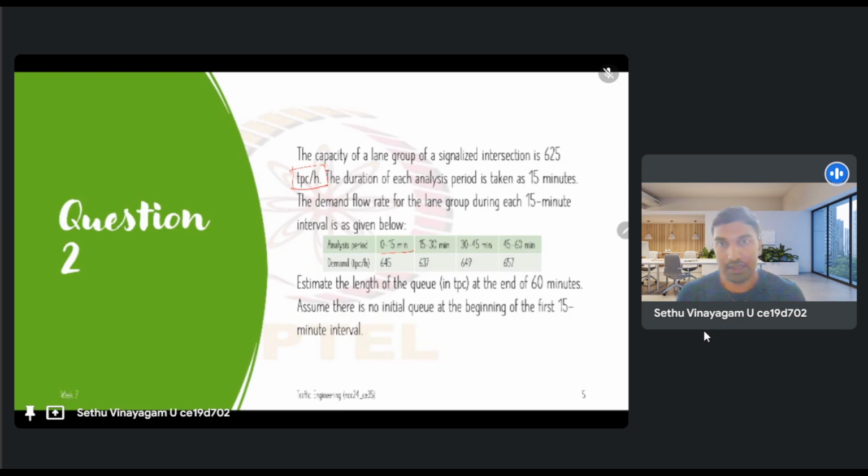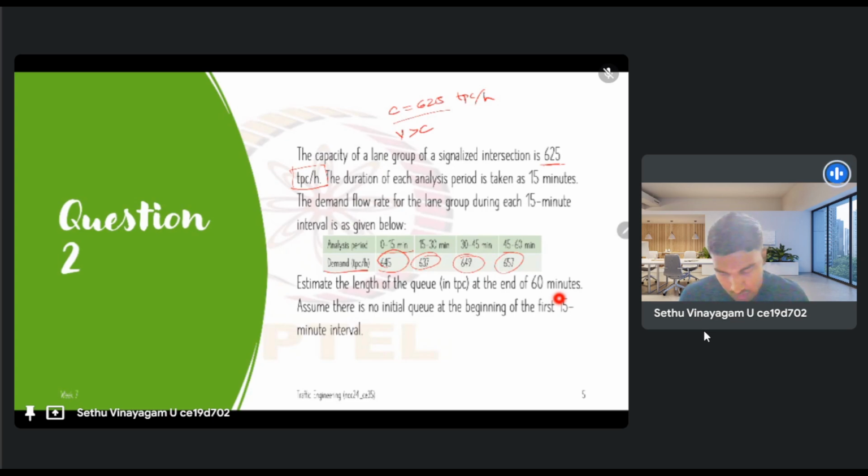Just like what we were explaining in the previous question, C is the capacity, 625, and this is constant. Your capacity is not going to change with time, but your demand will change with time, so your V is constantly changing. But in each of these analysis periods, V is greater than C, so that will lead to some Q buildup. So there will be some Q.